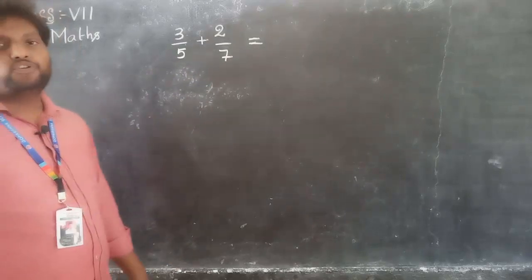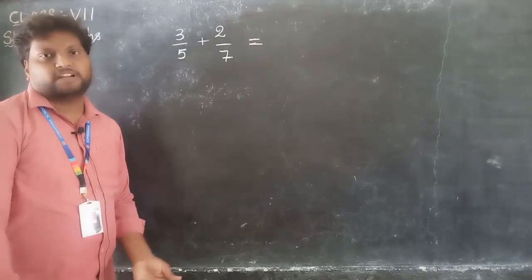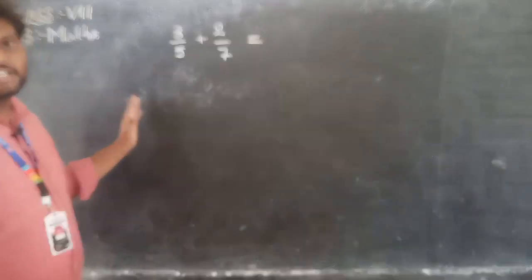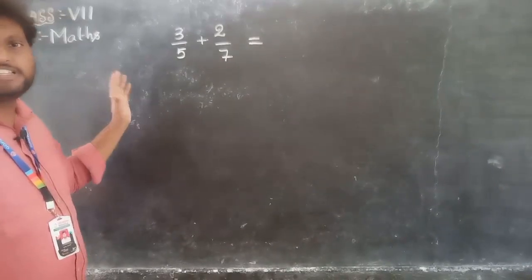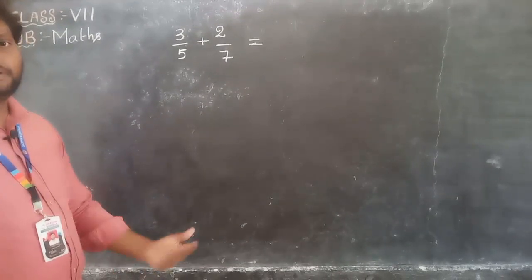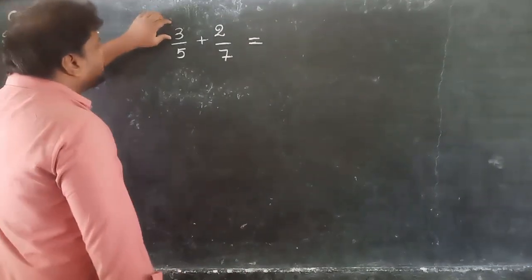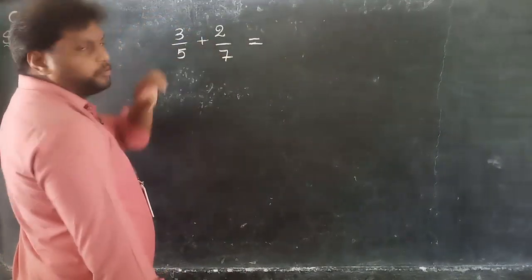For this we have two methods to choose from. One is the LCM method, and the other is the cross multiplication method. When we have two fractions, cross multiplication is very easy. Next, we'll explain the LCM method for further problems. First, cross multiplication means first numerator with the second denominator.